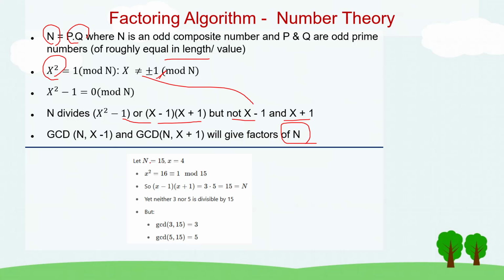As a simple example, if you say n equal to 15 and you are able to guess 4, then x square equals 16. 4 square is 16, and when you divide by 15 you get a remainder 1. Okay, means you got it. Then x minus 1 and x plus 1, that is 3 and 5. Now you take GCD, you get the answer. So the difficulty here is getting x. Again, even with brute force you will take many years.